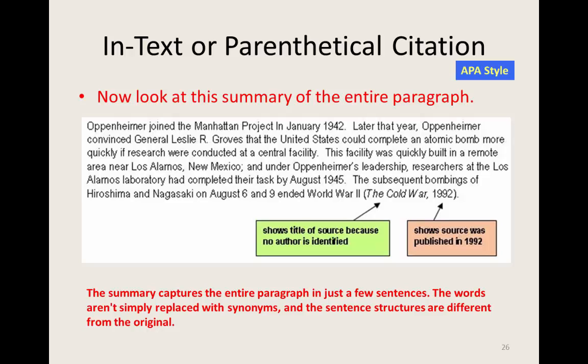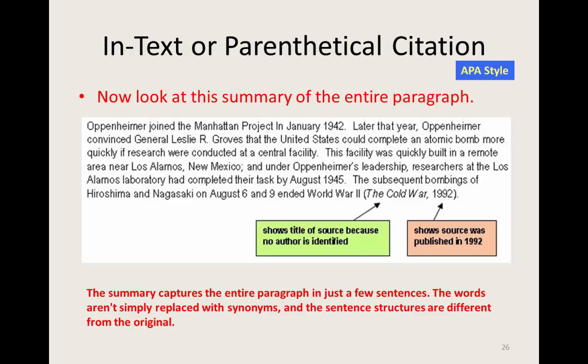Now look at this summary of the entire paragraph. So our summary says, Oppenheimer joined the Manhattan Project in January 1942. Later that year, Oppenheimer convinced General Leslie R. Groves the United States could complete an atomic bomb more quickly if research were conducted at a central facility. This facility was quickly built in a remote area near Los Alamos, New Mexico, and under Oppenheimer's leadership, researchers at the Los Alamos laboratory had completed their task by August 1945. The subsequent bombings of Hiroshima and Nagasaki on August 6 and 9 ended World War II.